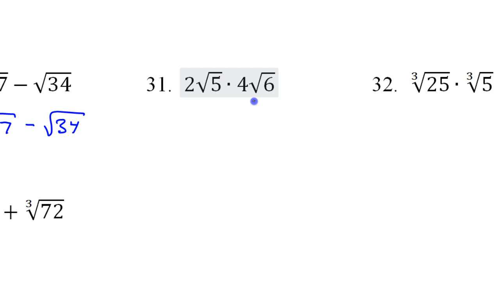So multiplication. When you multiply with radicals, the number part, the non-radical part, the rational part, you can just multiply. 2 times 4 is 8. And then you can go ahead and multiply the radicals. As long as you have the same root, you can multiply. So this would be the square root of 30. So 8 radical 30. Boom.